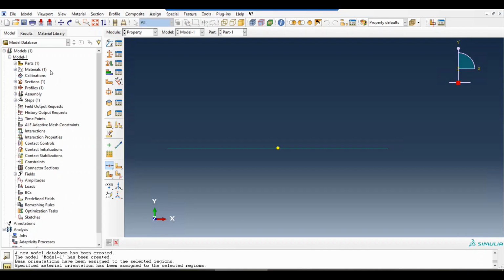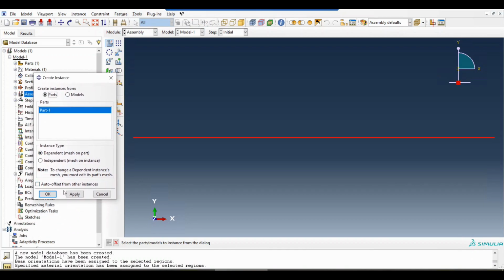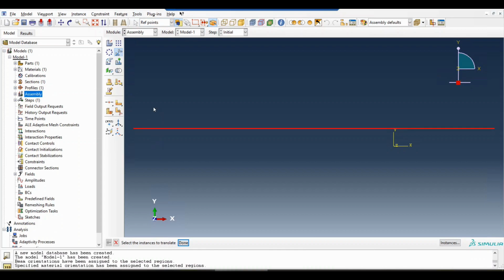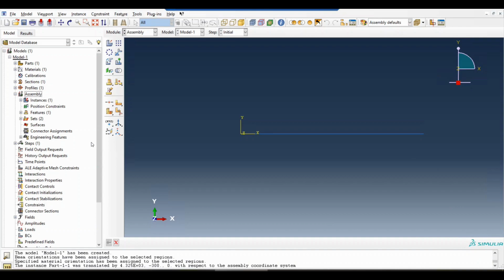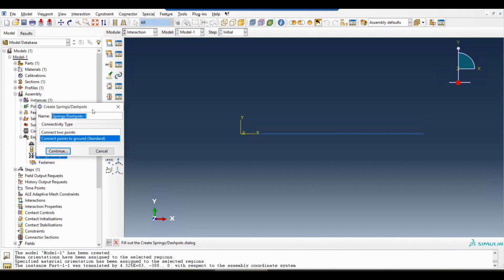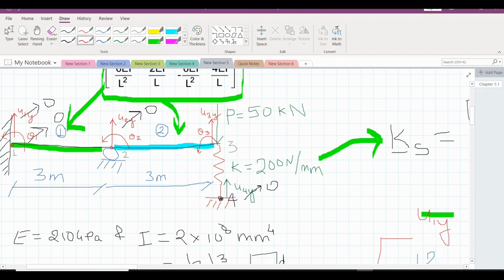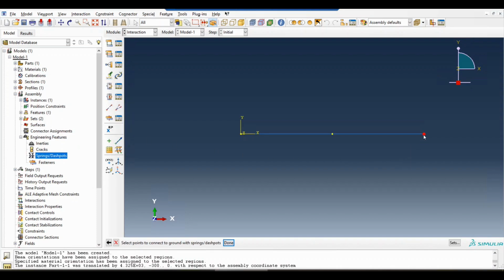Now let us go to our assembly. So you bring our beam here, say OK. Let's move this beam at the center of space. Here we have to assign the spring. To do that, go to assembly and then go to engineering features, go to springs and dashpots. Now this time we won't be connecting 2 points. What we'll be doing is connecting the spring here to the ground. If you look into our problem here, the spring is fixed somewhere. To form a spring like this, we have to select connect points to ground. So click continue and we select this point here, say done.